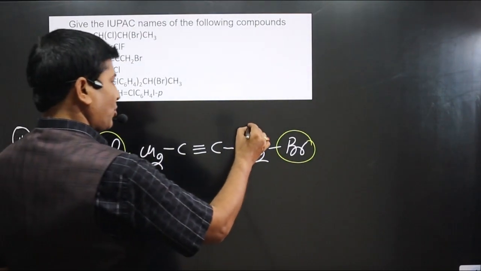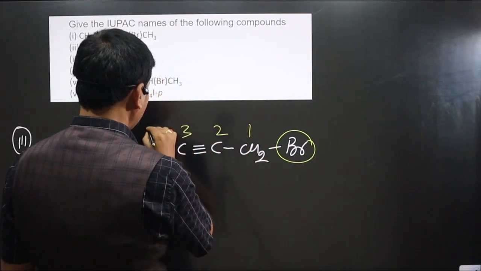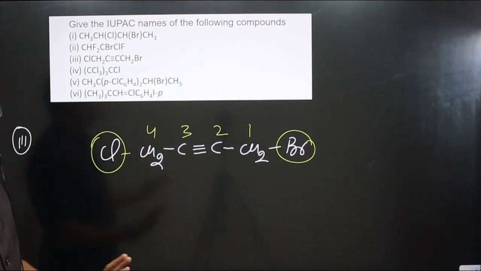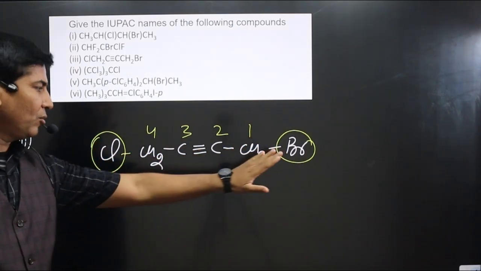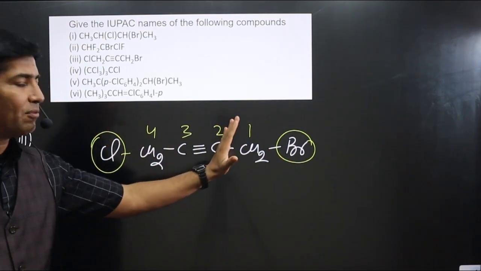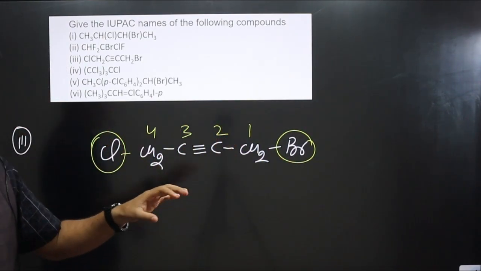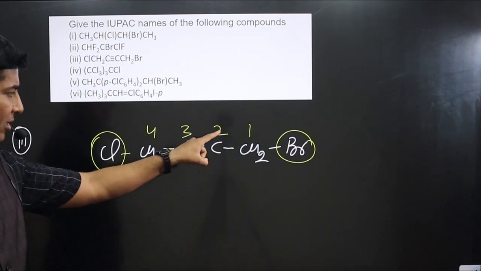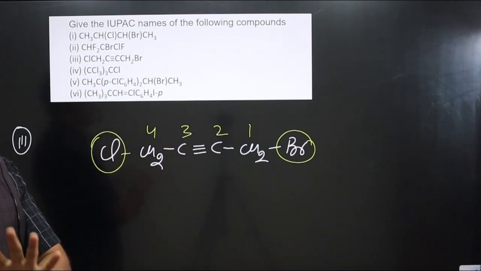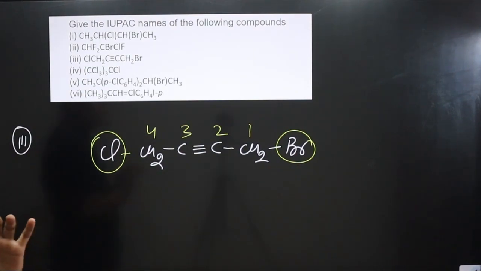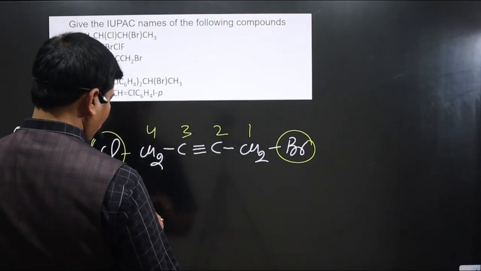So this is 1, 2, 3, and 4. In the parent chain 4 carbons. So 1-bromo, 4-chloro, in the parent chain 4 carbons, but, and then specify the position of the triple bond, 2-yne. Keep in mind, double bond and triple bond do not have a prefix, they have only a suffix. So the name is what? 1-bromo.